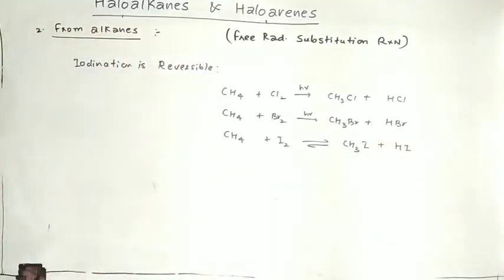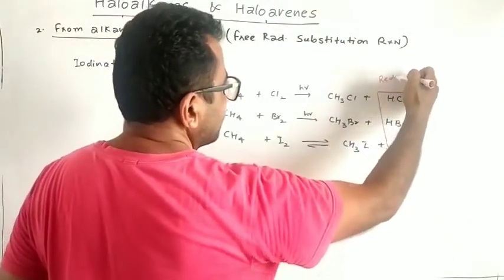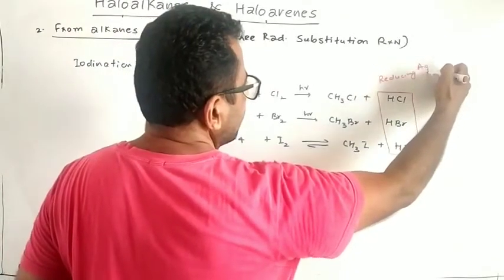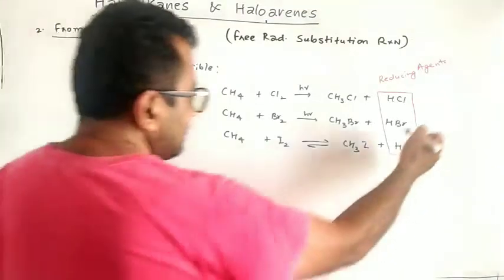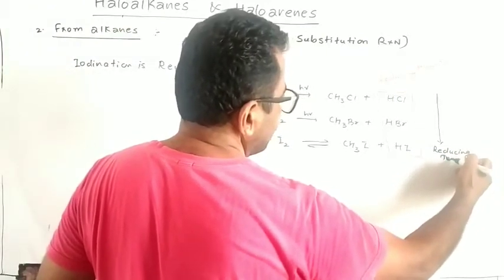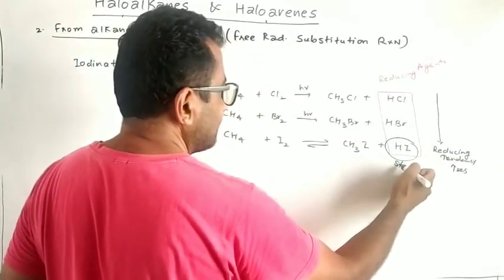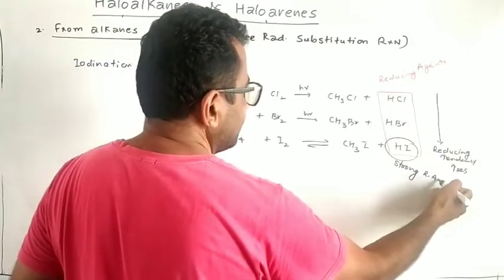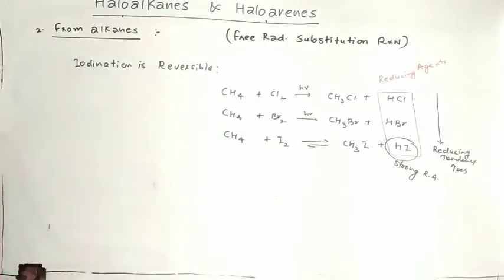Now these three are reducing agents, and reducing tendency increases. HI is strong reducing agent. It can reduce methyl iodide back to iodine. That's why this reaction is an equilibrium. So we can't get methyl iodide in a large amount.